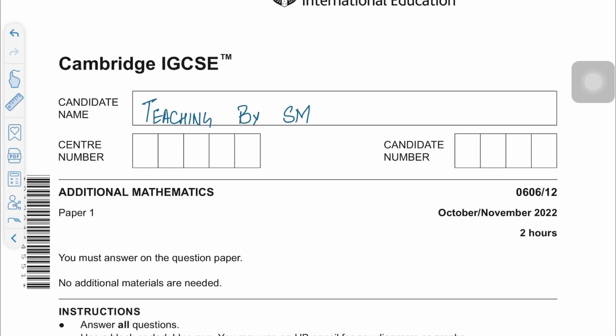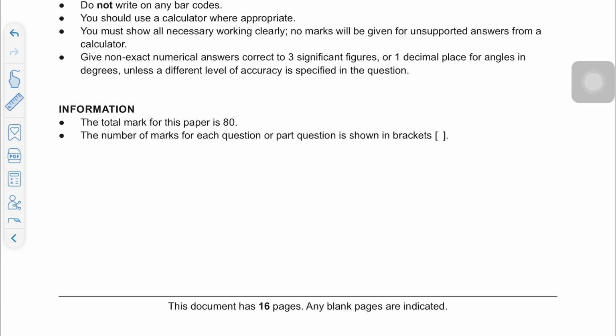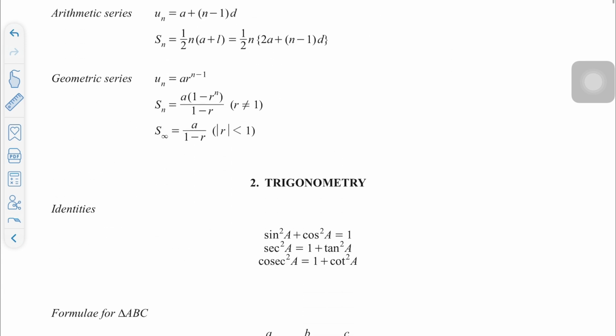Okay, so today we'll be solving additional mathematics, paper 1, session October November, year 2022, variant 1 2, which is of 2 hours.